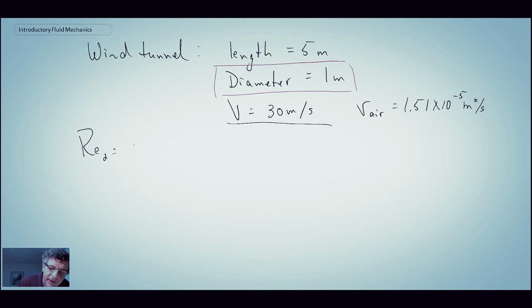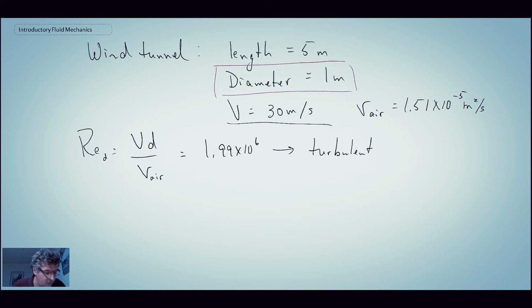And so that would be, well, it's rho UD, but we're given the kinematic viscosity. So it would be V times diameter divided by our kinematic viscosity for air. You plug in the numbers, 1.99 times 10 to the 6. So we know from our calculation with pipe flow that we're dealing with turbulent pipe flow. So we'll use the relationship for a turbulent entrance region. And when we do that for turbulent flow entrance region, LE over D, we get a number on the order of about 49. So that means about 49 diameters are required.